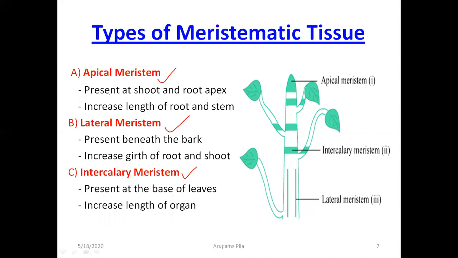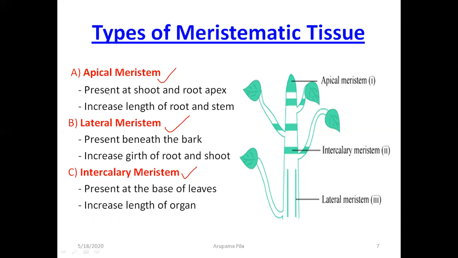It means if they are present at the tip of the root and stem, then when the plant is increasing in length, it is increasing from the shoot tip, and it is increasing in length from the root tip. So that's why their function is to increase the length.